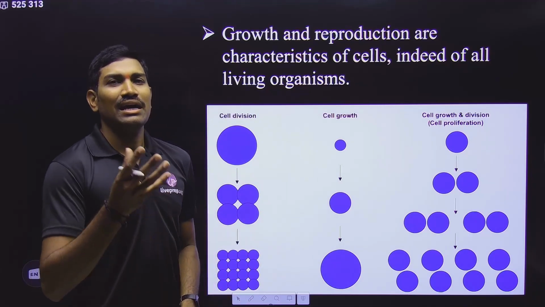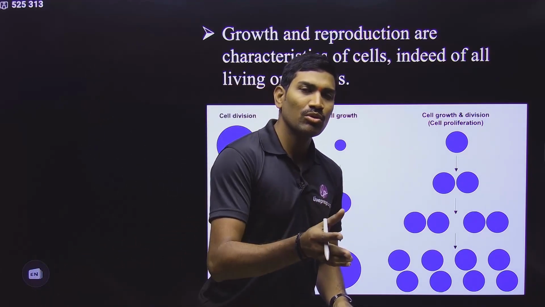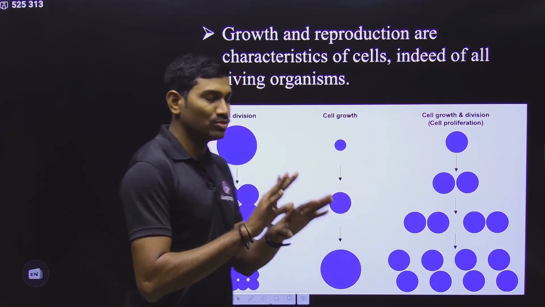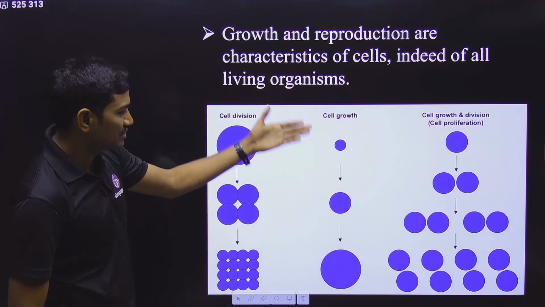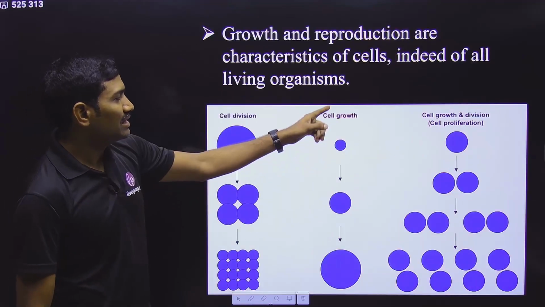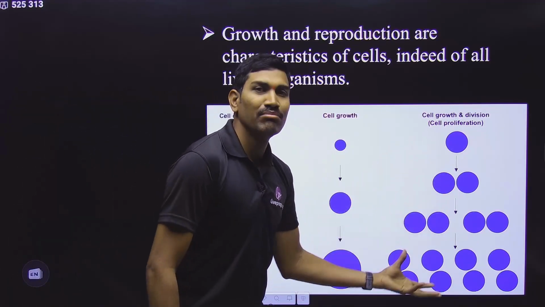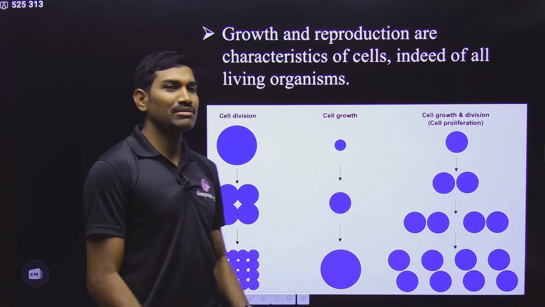In this way, organisms are also able to grow and reproduce, and cells are also able to grow and reproduce. So try to understand the basic information. Here, growth means increase in size. Reproduction means the number will increase. This is the basic meaning here.